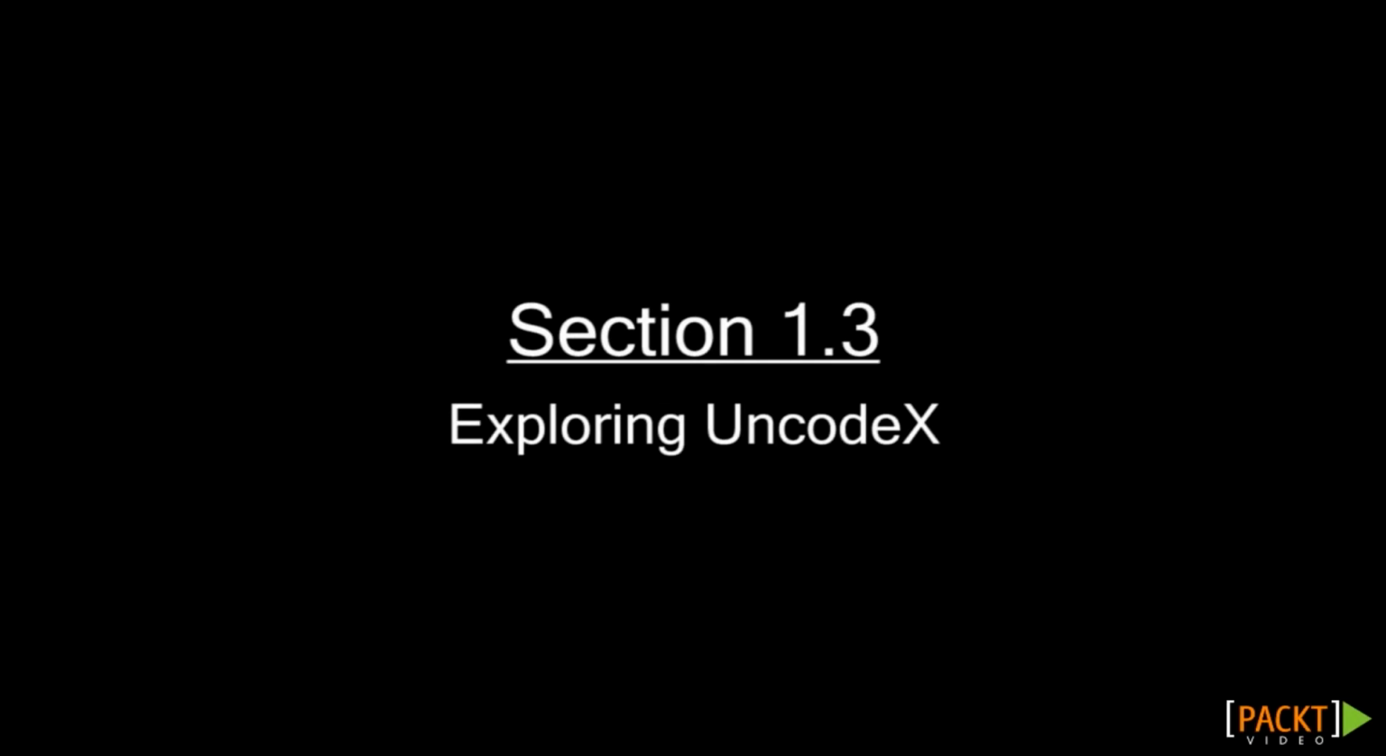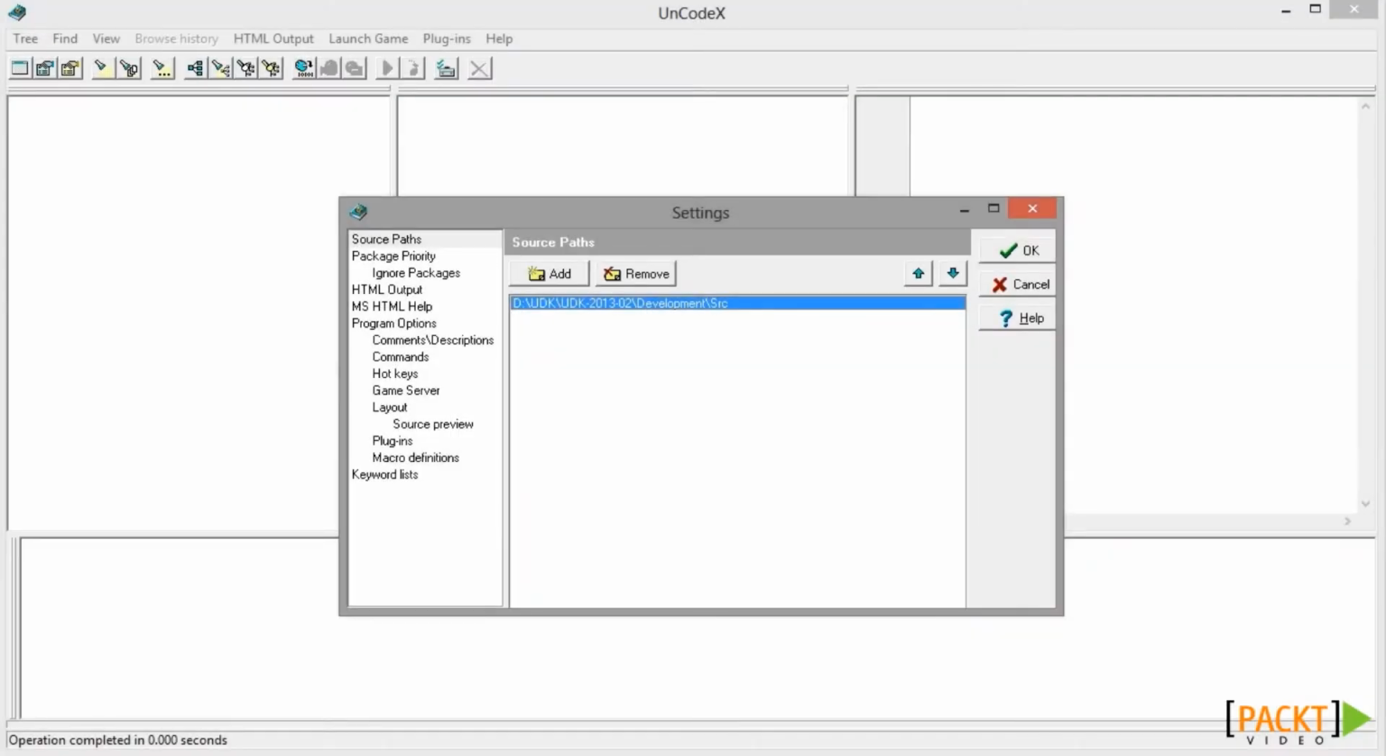Now I want to have a look at UncodeX, which is one of the applications that we downloaded at the beginning of this course. This program will act like a class browser, allowing us to view all of the source code and objects in the development source folder. The first time you run UncodeX, you will be presented with this settings dialog, and make sure in this settings dialog in source paths that you add the path development source, the development source folder in the UDK directory. So click the add button and choose that path and then click OK.